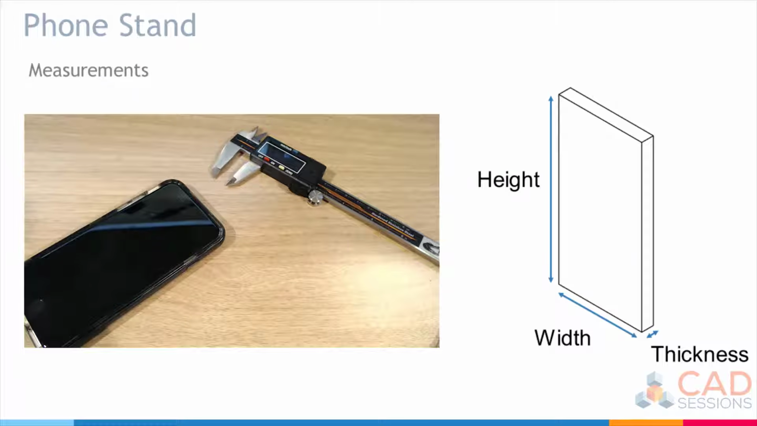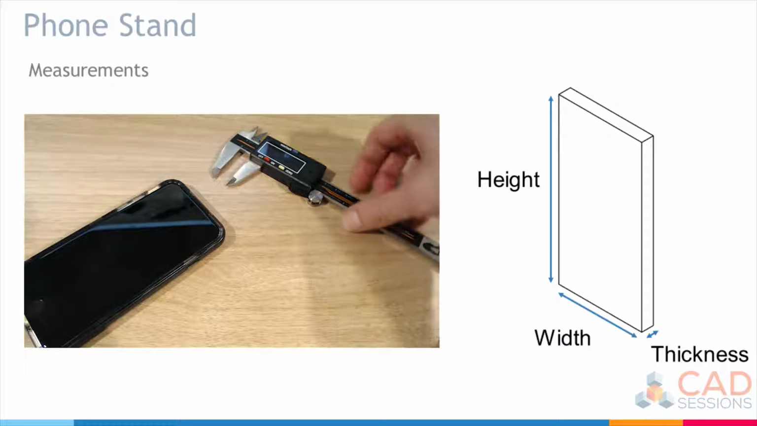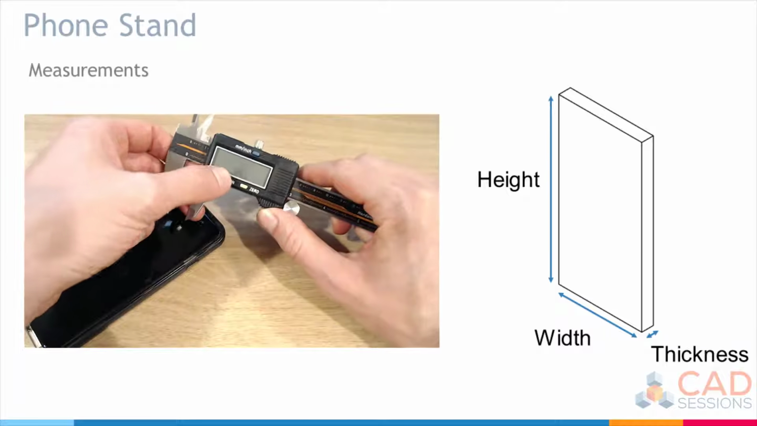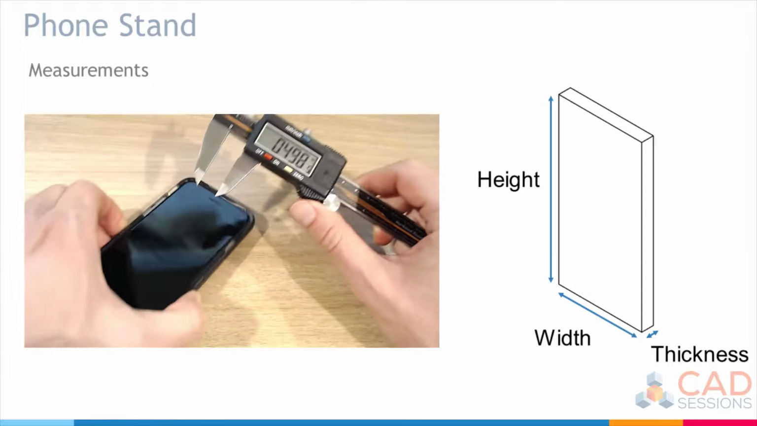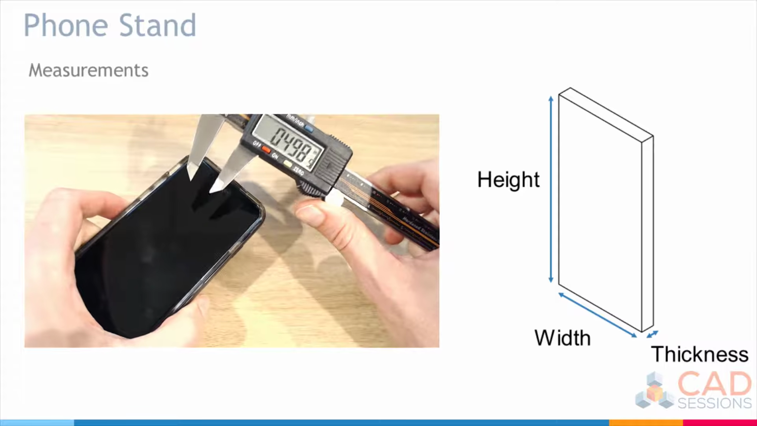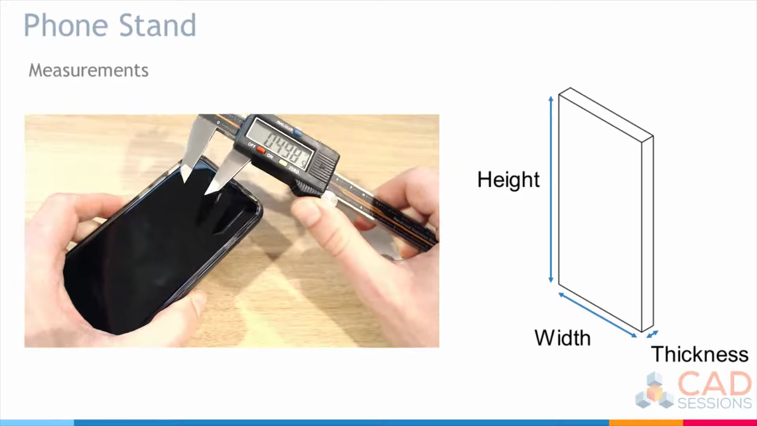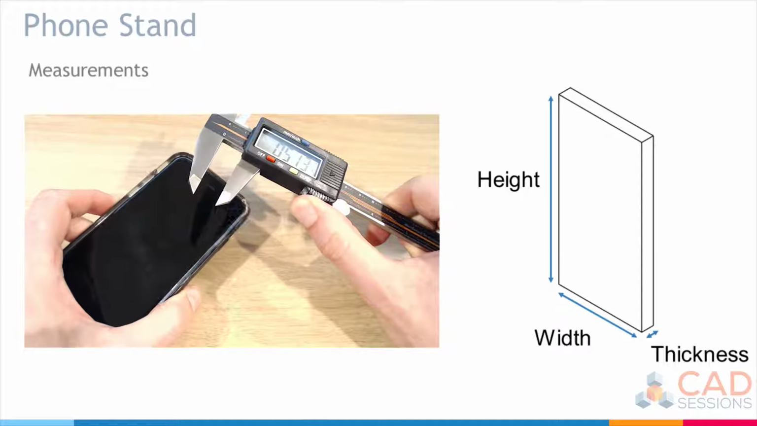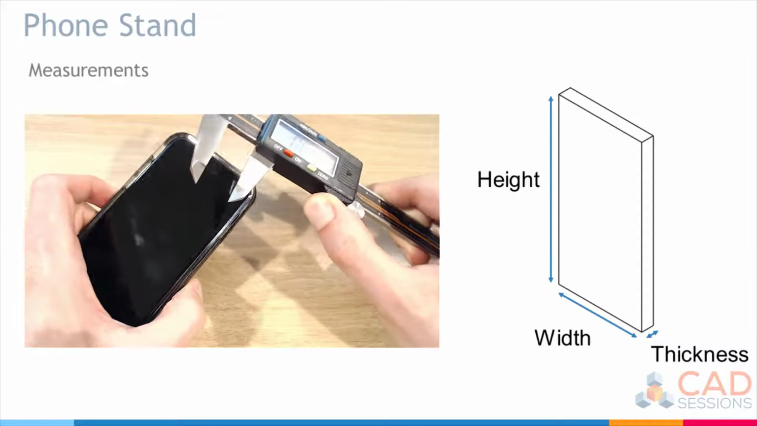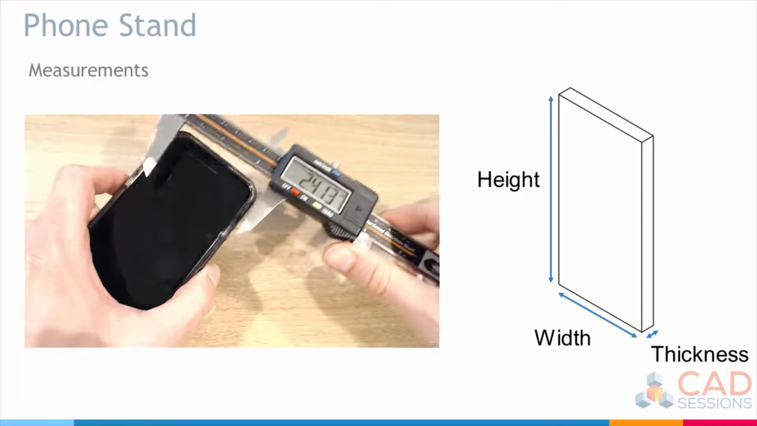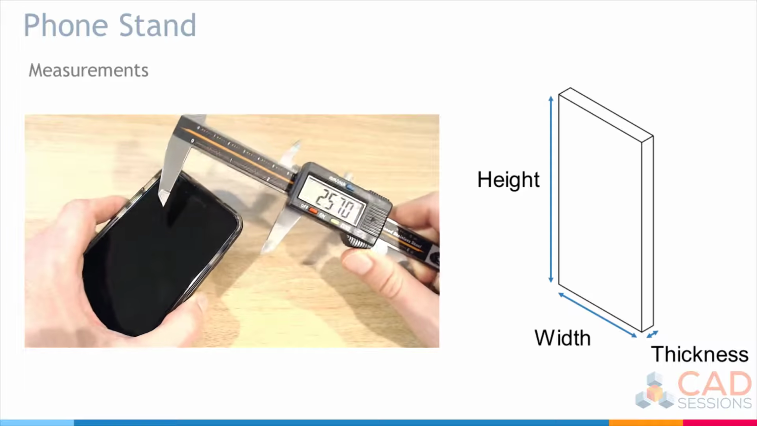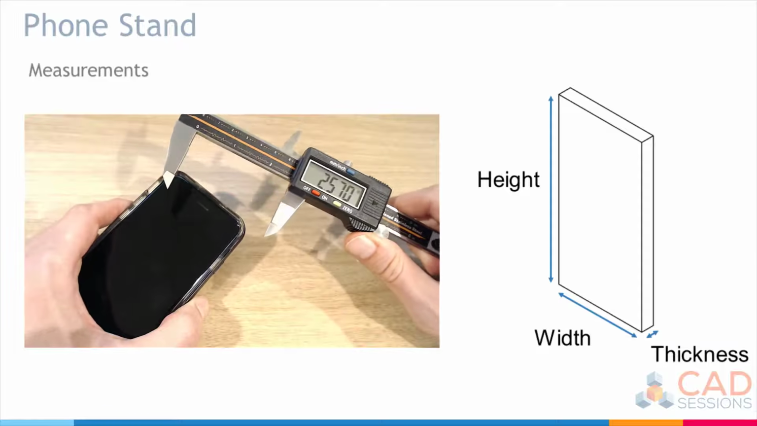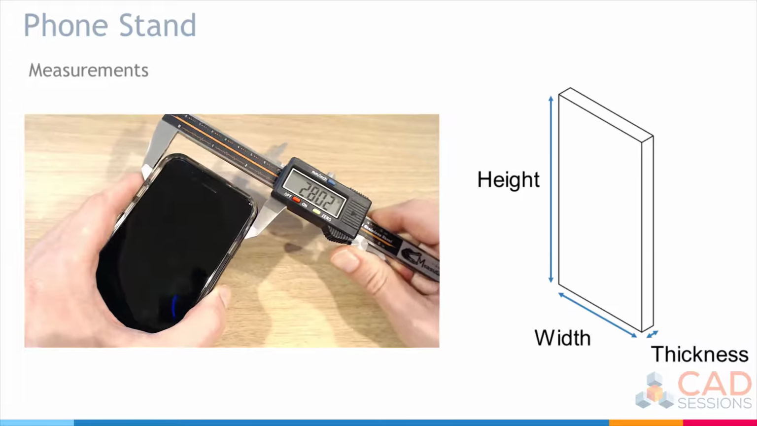So what I want to do is create a phone stand for my iPhone. So I'm going to take my caliper, and what I want to do first is just measure the outside dimensions. So that means the width, the height, and the thickness of the phone. So first we'll measure the width. These are all going to be outside measurements with the caliper.